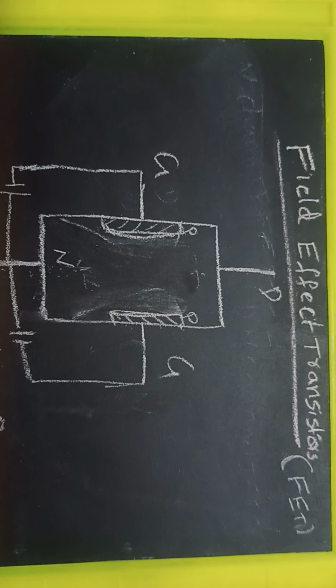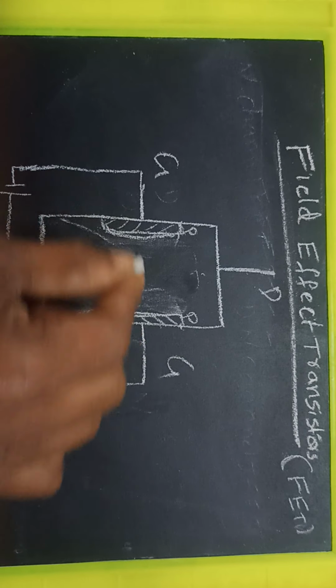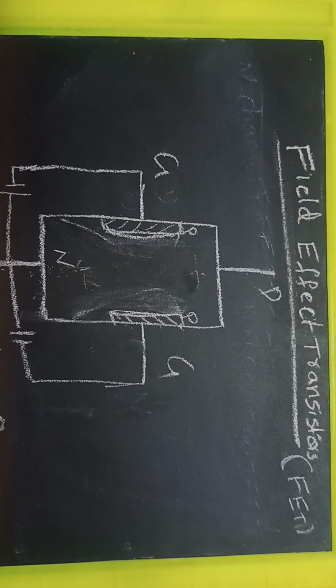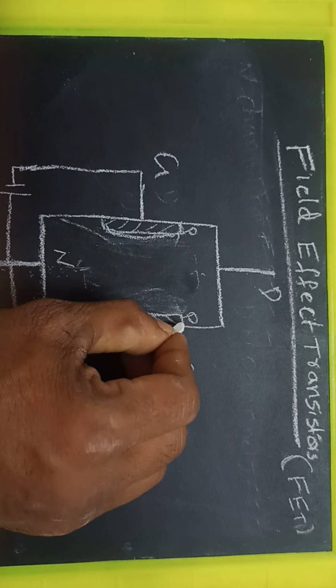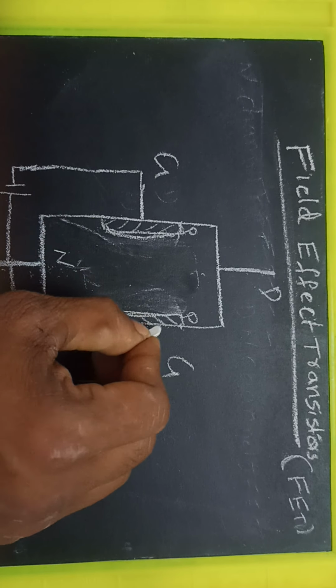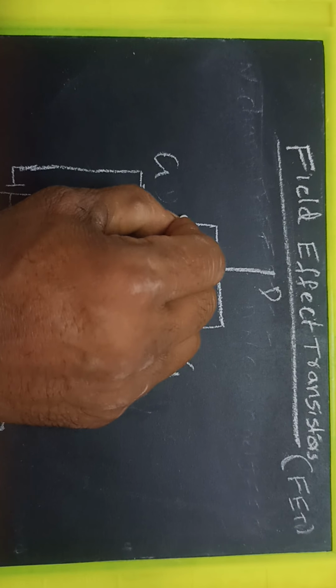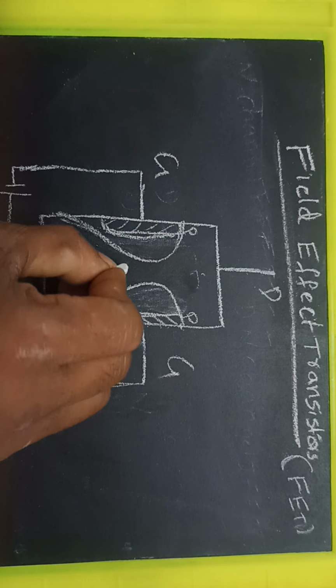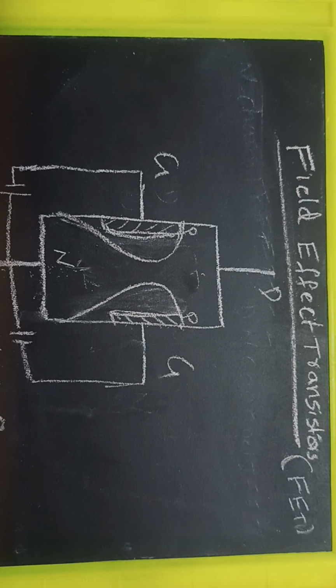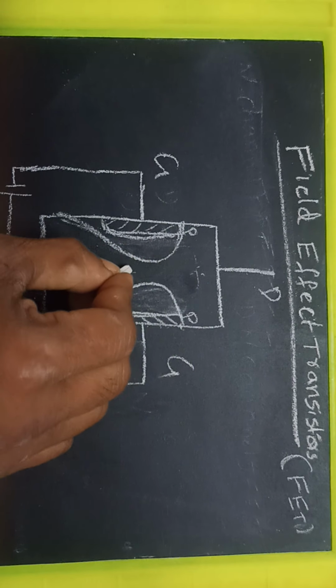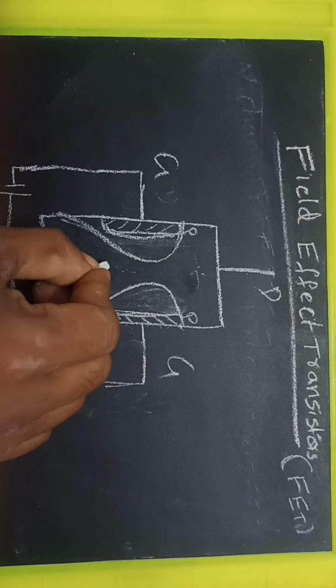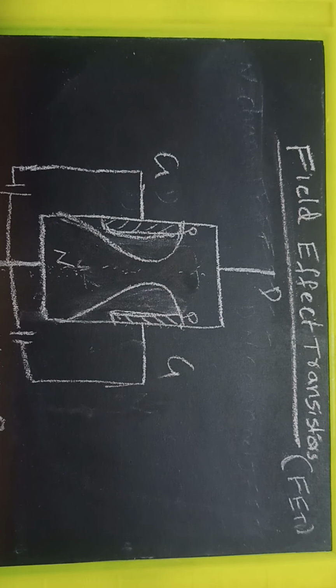If we are increasing VGS, what will happen? If we are increasing VGS in between the gate terminals, then the depletion layer width between p-type and n-type increases, like this, and the channel width decreases. The channel width decreasing means only a small amount of current is flowing.